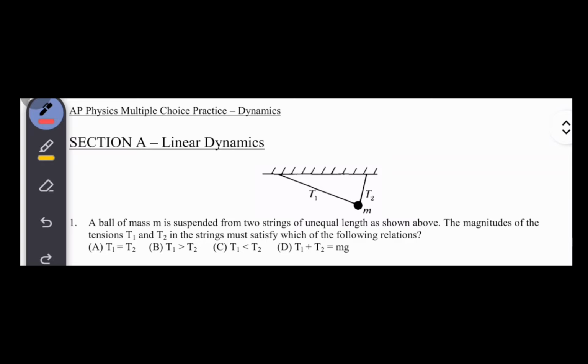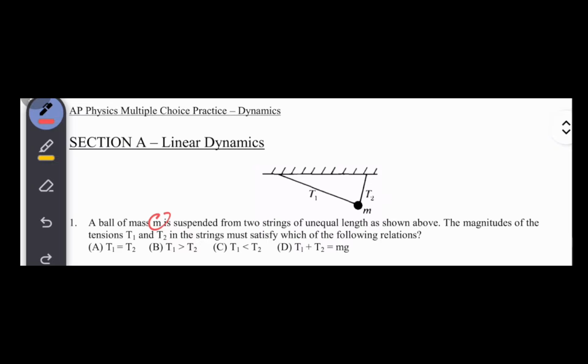So question 1 says, a ball of mass m is suspended from two strings of unequal length as shown above. The magnitudes of the tension T1 and T2 in the strings must satisfy which of the following relations? And then we have our choices.